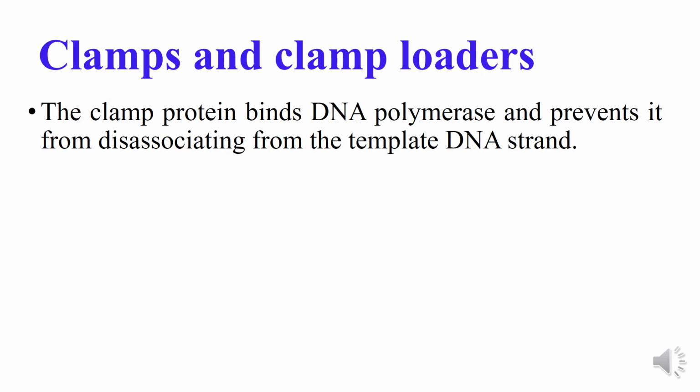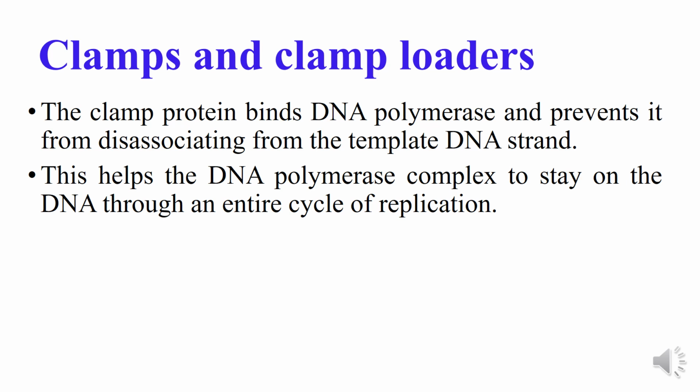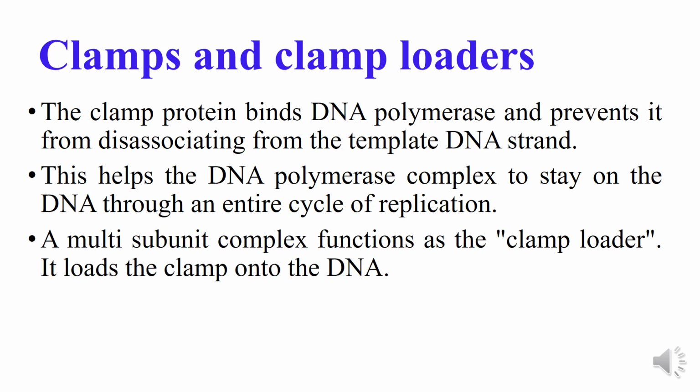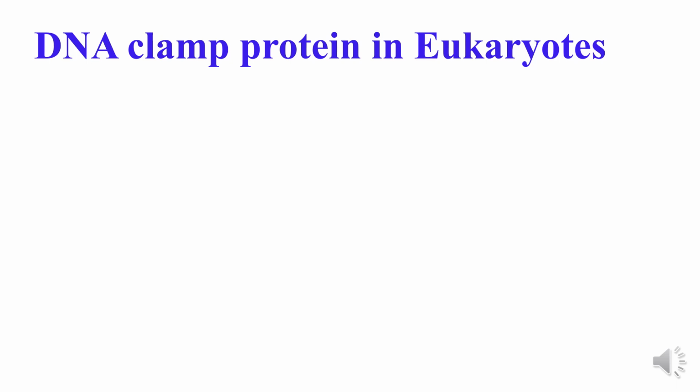Clamp and clamp loaders. Clamp and clamp loaders are proteins that bind to DNA polymerase and prevent it from dissociating from the template DNA strand. This helps the DNA polymerase complex to stay on the DNA through the entire cycle of replication. A multi-subunit complex functions as the clamp loader, which we have seen earlier, and it loads the clamp onto the DNA. In case of prokaryotes, it was the beta clamp, which was being loaded by the clamp loader unit of the enzyme. We have already discussed the DNA clamp protein in prokaryotes earlier.